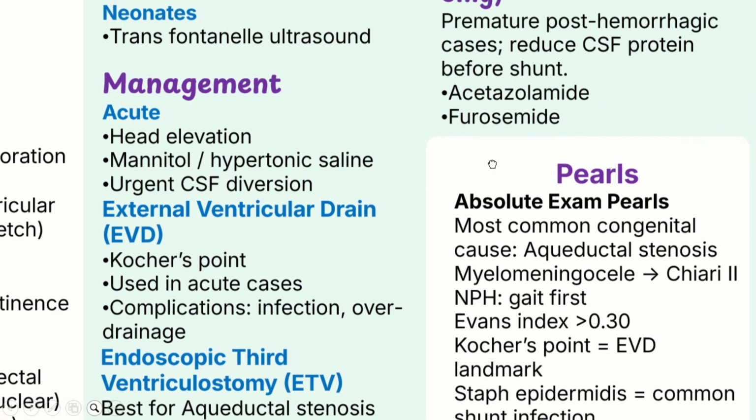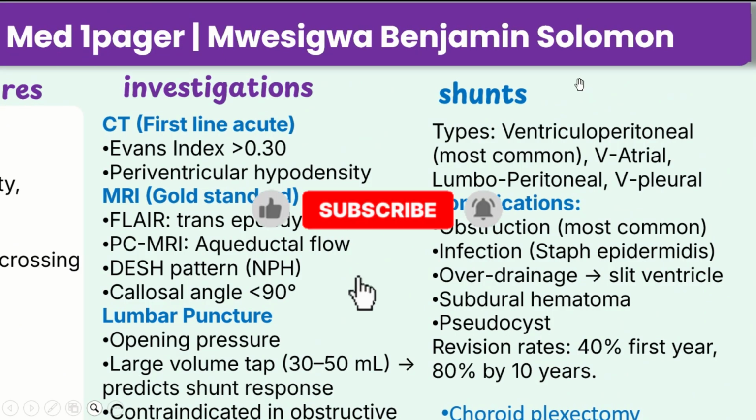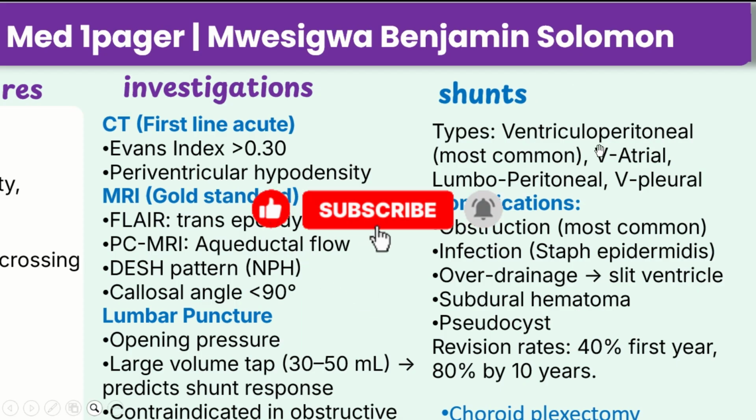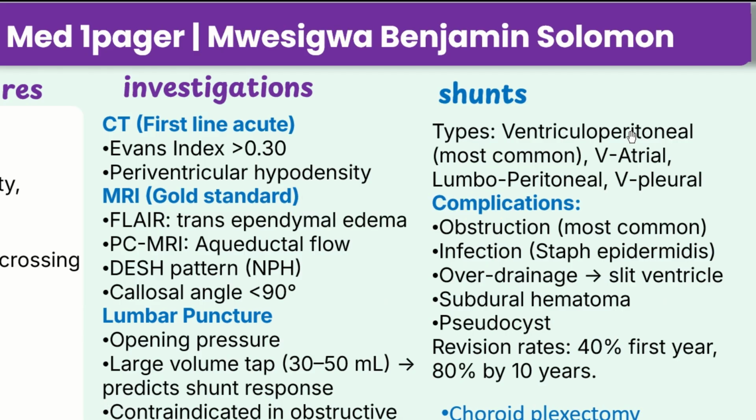Then we have the shunts, and these are the most commonly done. And we have the different types. We have the ventricular shunts. Ventriculoperitoneal comes from the ventricle going to the peritoneum. The CSF is channeled into the peritoneum. Ventriculoatrial, the CSF is shunted into the atrium. Ventriculopleural is going to be taken into the pleural space. And you can imagine the complications that can follow this.